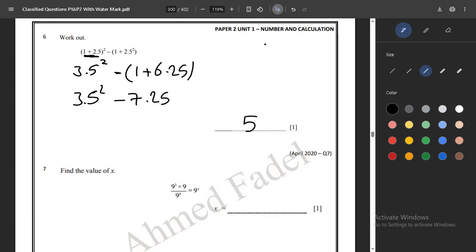Next question says to you find the value of x. Here it says to you 9 to the power of 3 times 9 over 9 to the power of 6. So what is 9 to the power of 3 times 9? It is 9 to the power of 4 over 9 to the power of 6. It means subtract: 9 to the power of 4 minus 6, which means 9 to the power of negative 2.